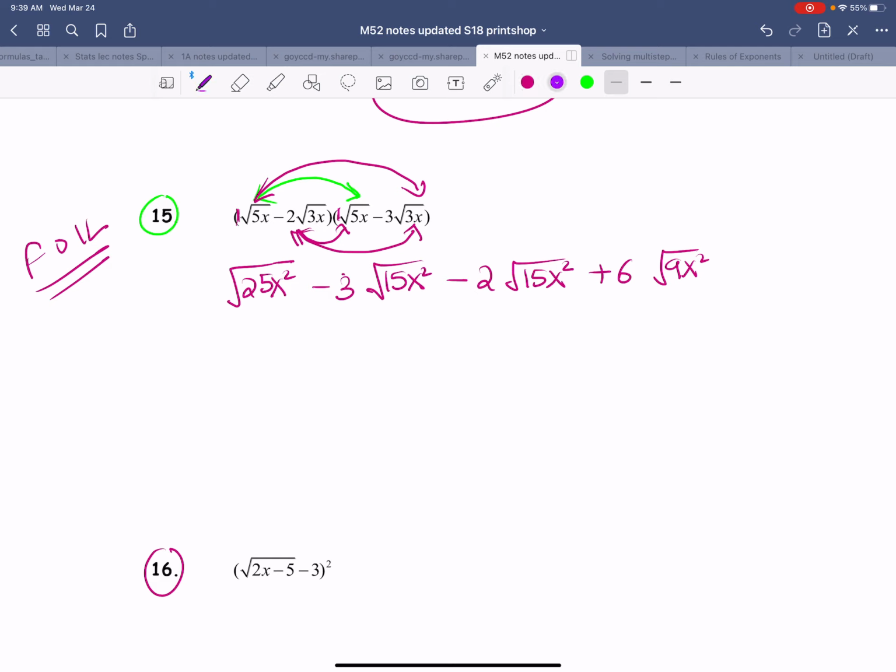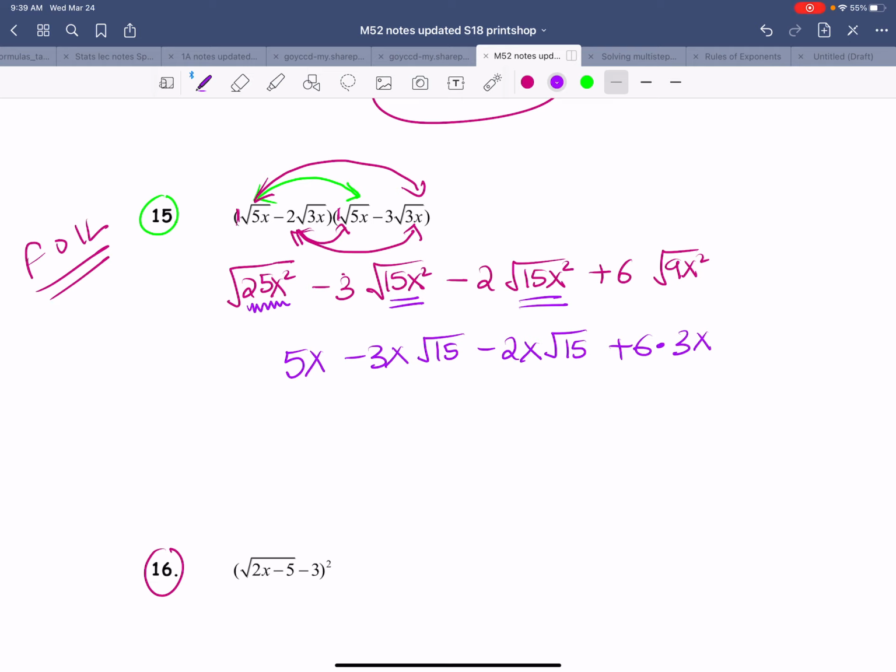Okay, it's time to clean up. Pull whatever we can get out of the square root. 25x squared is a perfect square root. We can pull out a 5 and an x from here. And I can pull out an x from here and an x from here. So negative 3x. 15 is 3 times 5. I won't be able to pull anything out from here. So the square root of 15 will still stay like square root of 15. Plus 6 times square root of 9x squared is 3x. It's a perfect square. 3x squared is 9x squared.